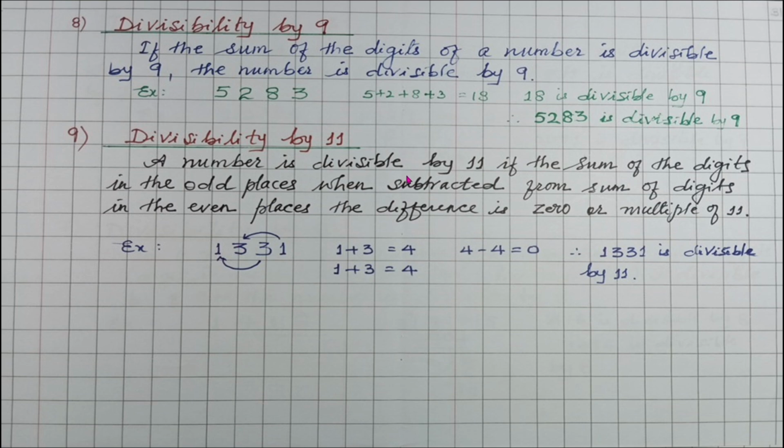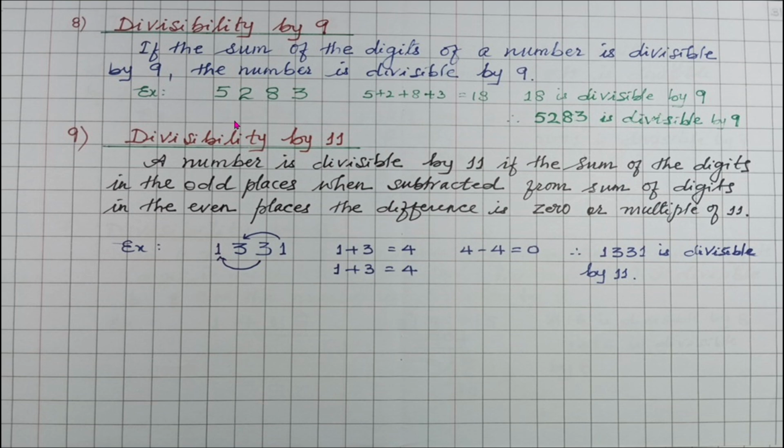A number is divisible by 11 if the sum of the digits in the odd places, when subtracted from the sum of the digits in the even places, gives a difference of 0 or a multiple of 11. So be careful while adding. 1 has to be added to 3 and 1 has to be added to 3. There are 4 digits here. 1 and 3 are in the odd positions, and the other 3 and 1 are in the even positions, and therefore 1 plus 3 is 4, 3 plus 1 is 4, 4 minus 4 is 0, and therefore the number 1331 is divisible by 11. Remember that.